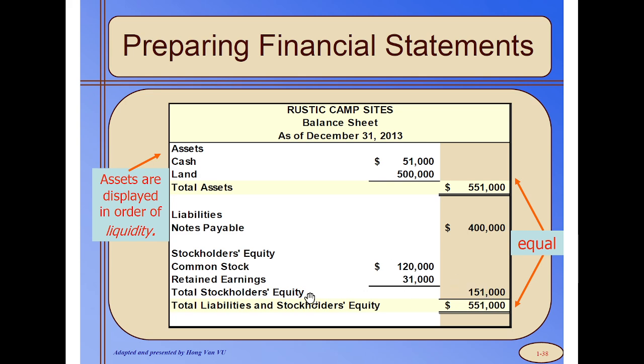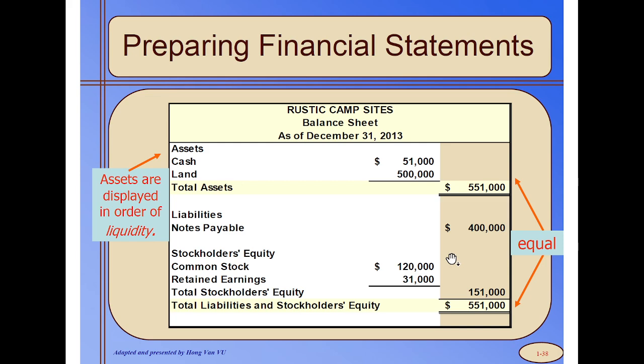So here we have the stockholders' equity of 151,000. We have a total liability and stockholders' equity equal to 551,000. So this is the liability plus the stockholders' equity. Now we can see that the total assets equal the total liability and stockholders' equity. Okay, so I hope that it's clear for you.